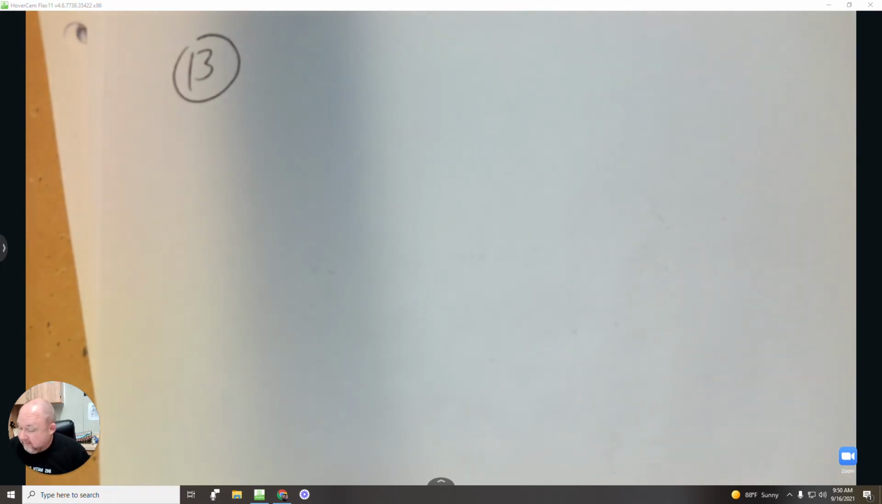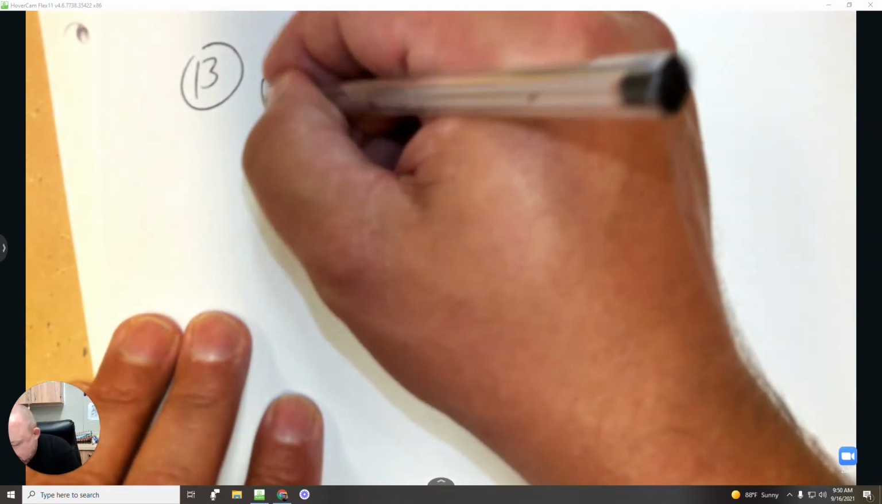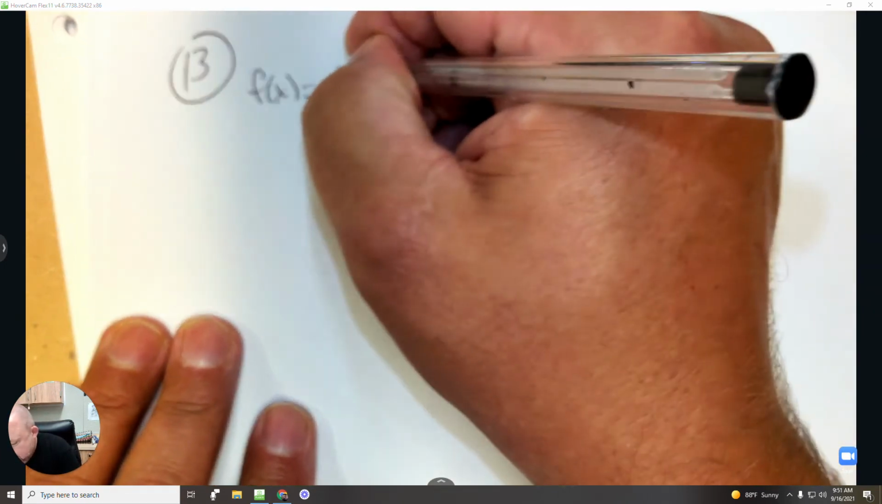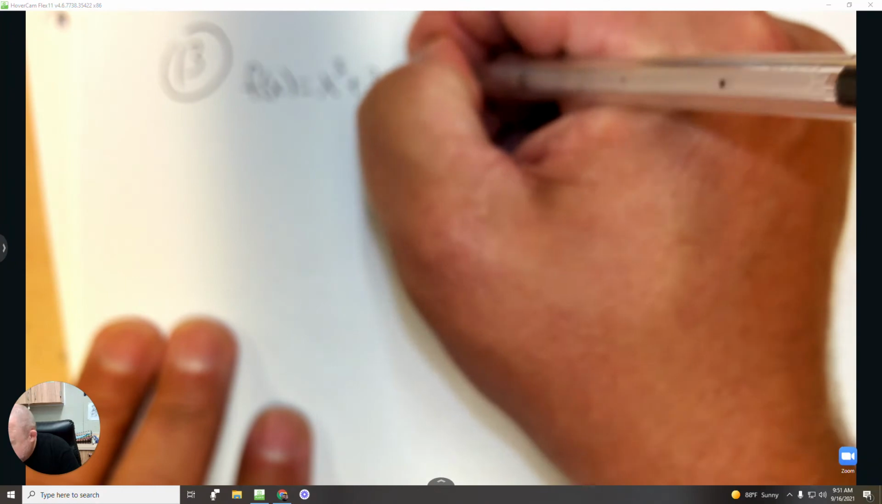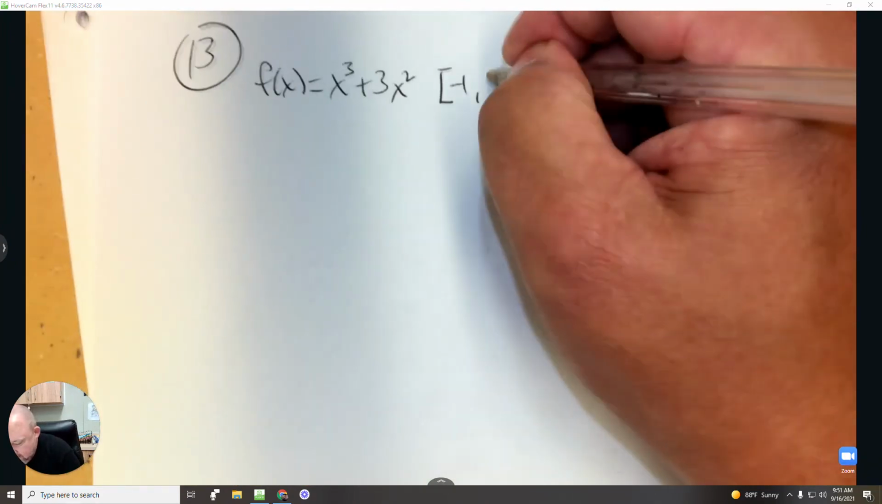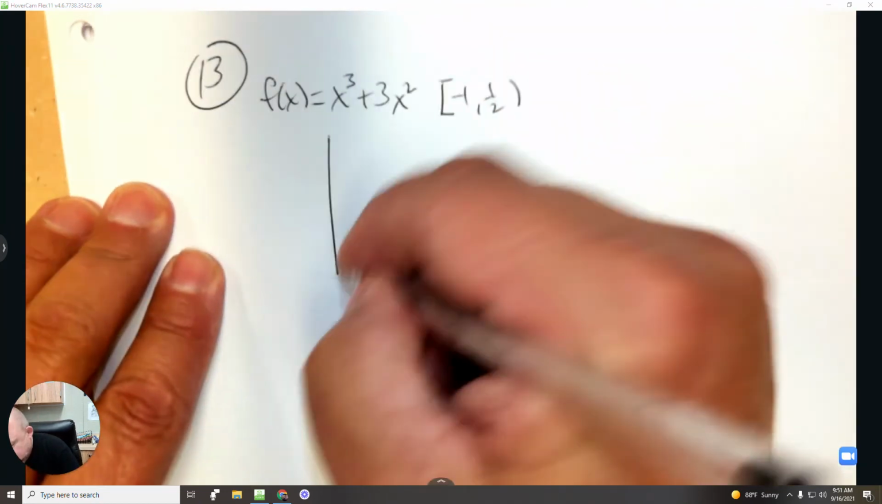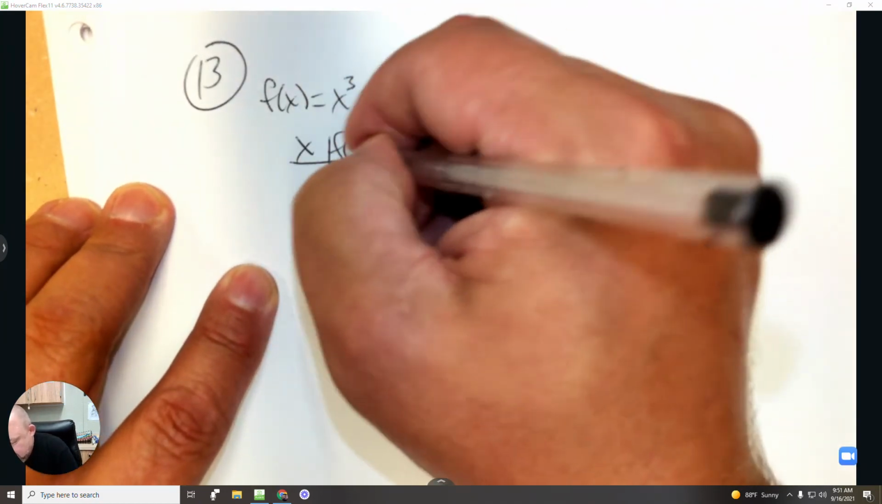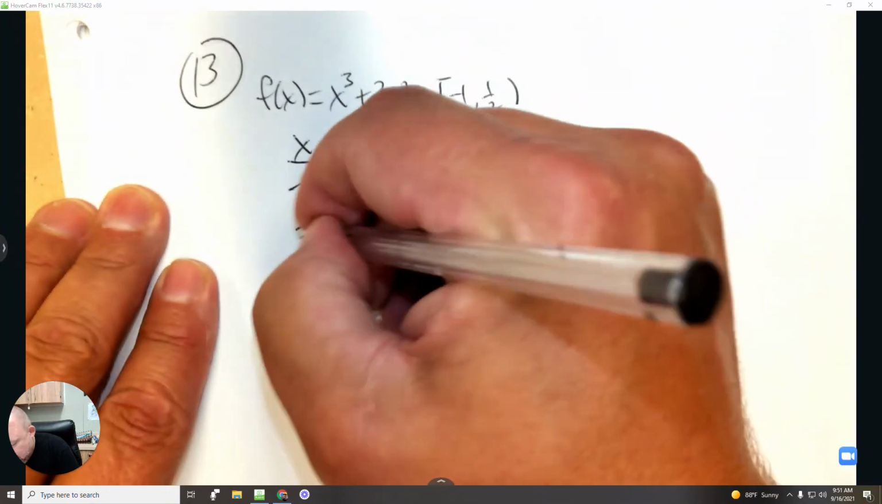Number 13. Same question. I shouldn't have done that one, but the interval is different. So I'm going to come back and make sure what I tossed away, I'm going to look at. So 13 has the exact same function, but the interval changed. So the interval is now from negative 1 to 1/2. So I still need a table of values. I need negative 1 and 1/2.